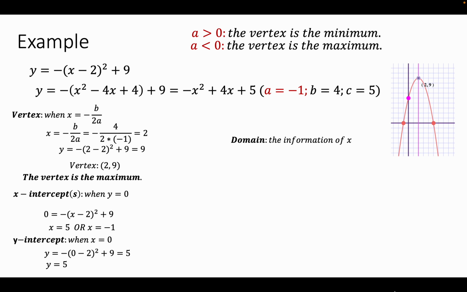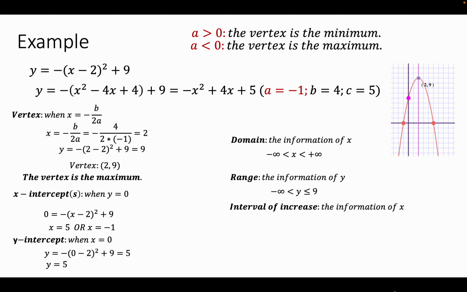We then find our domain, which is all reals again, and then we find our range, which is negative infinity is less than y is less than or equal to 9. We then find our interval of increase, which is negative infinity is less than x, and x is less than 2. Then our interval of decrease is 2 is less than x, and x is less than infinity.